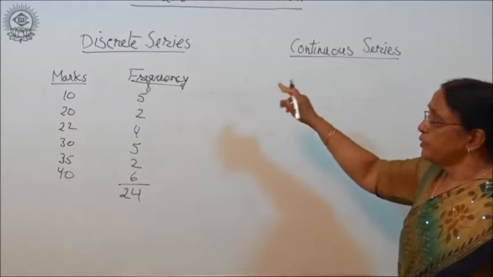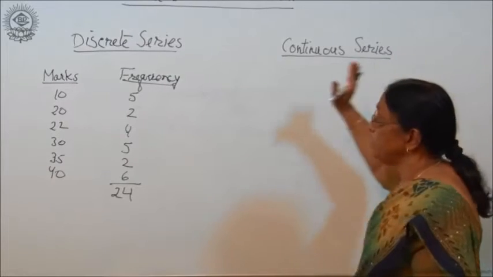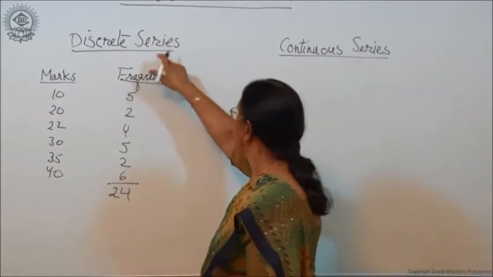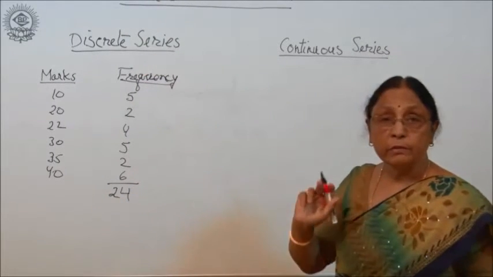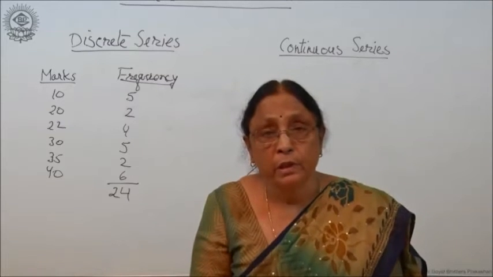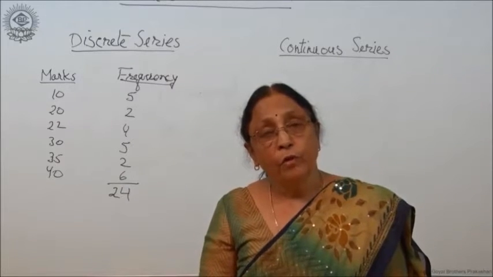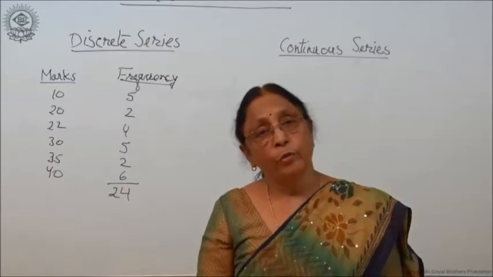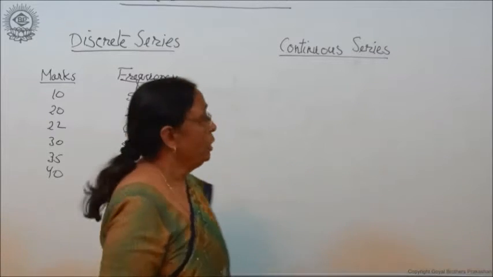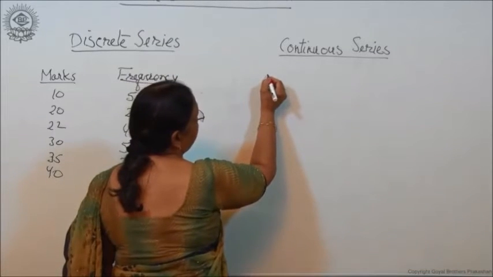So these are three types of series. One, you have taken individual series, then discrete series. Now we come to the third one, that is continuous series. This can be given in the form of fractions. It can be given in the form of class interval also. Now let us take it in the form of class interval.